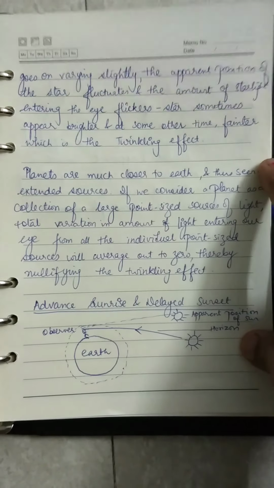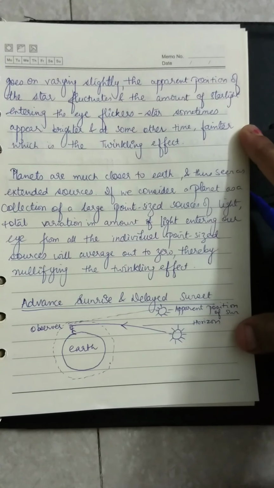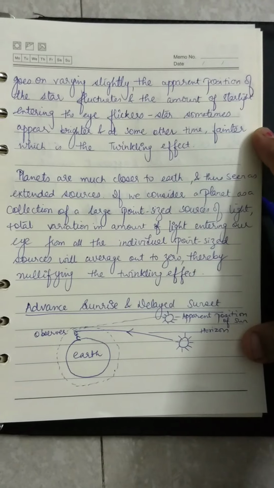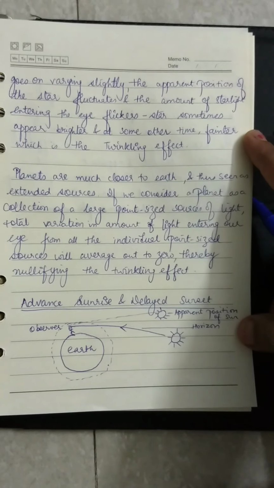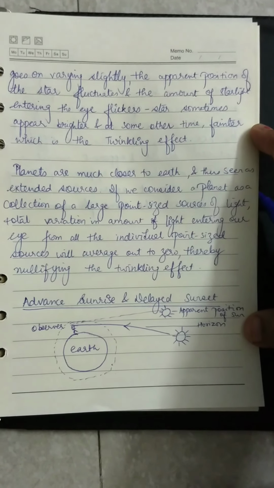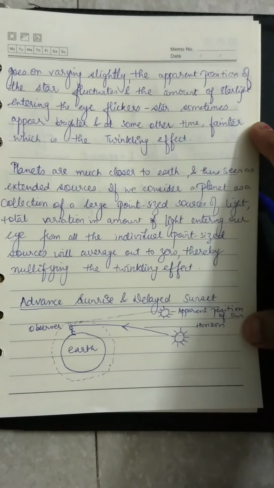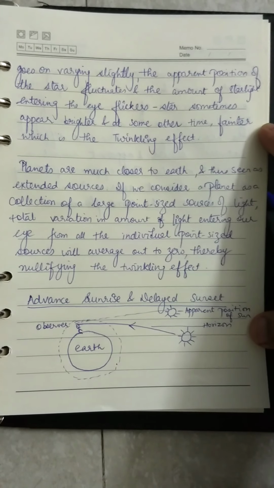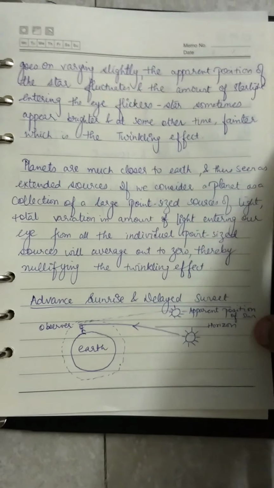Planets are much closer to the Earth and thus seen as extended sources. If we consider a planet a large collection of point-sized sources of light, a large amount of light is coming from different point-sized sources of light. If we average out this amount of light, the variation turns out to be zero, therefore nullifying the twinkling effect. So we do not see planets twinkling.